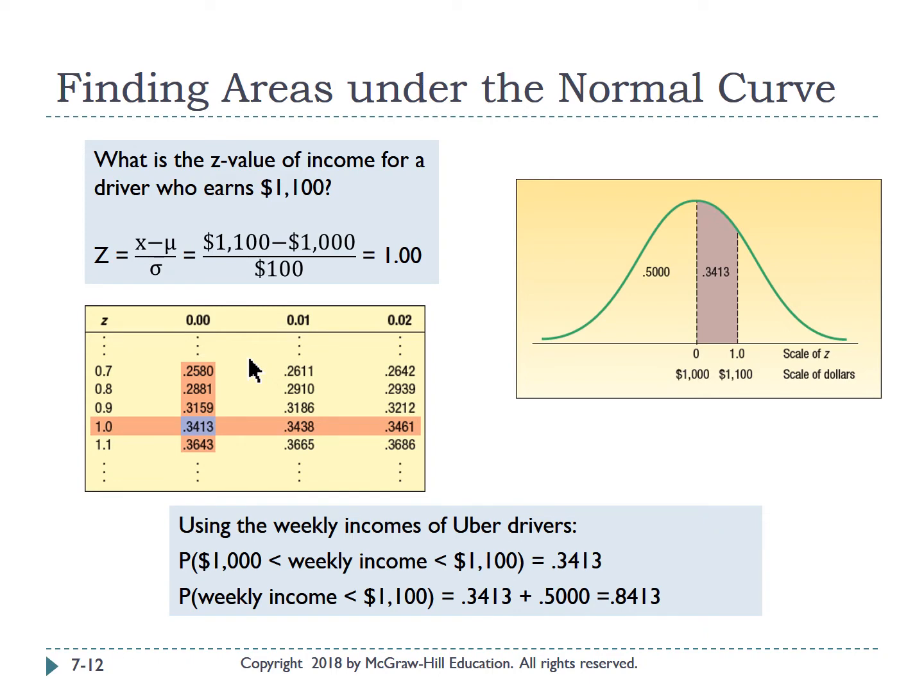Now to find the area from Z equal 0 up to Z equal 1, we use a table. First, start with the value of Z: move down the column of Z until you reach 1. Then move horizontally under 0.00. So the area between Z equals 0 and 1 is 0.3413. If we want to find the probability that the weekly income is less than 1,100, this is the same as the probability of Z less than 1.